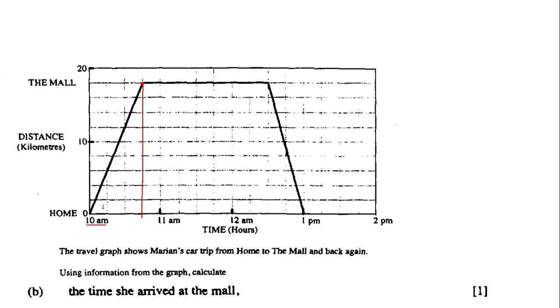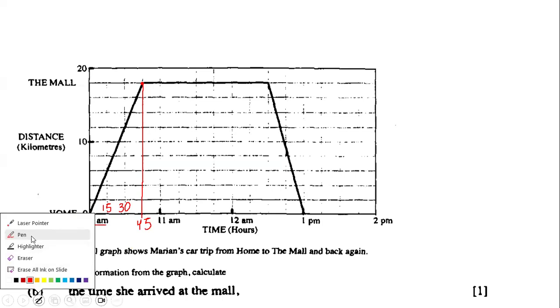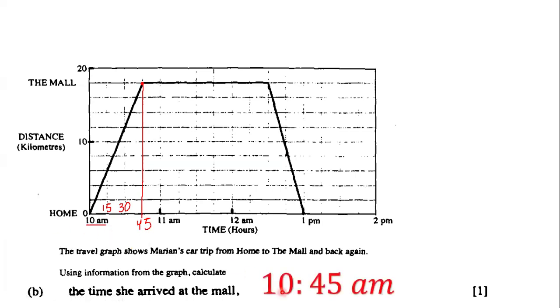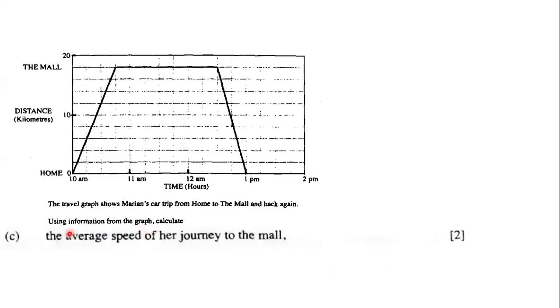This right here is 10:15. This right here is 10:30 because we're increasing by 15 minutes each time. This is 10:15, 10:30. So this is going to be 10:45. So that means that the time that she arrived at the mall is 10:45 a.m. And that's the answer. Next, they want us to calculate the average speed of her journey to the mall.